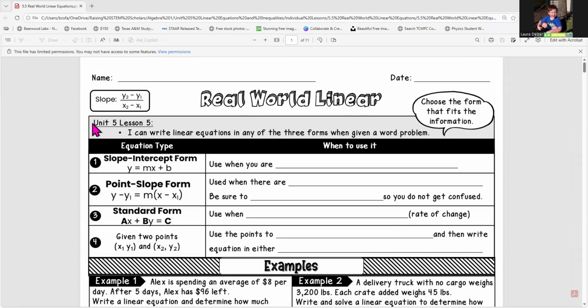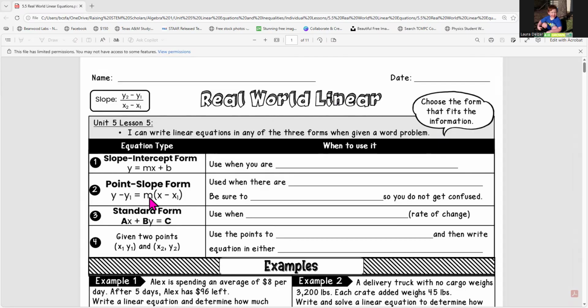This is Unit 5, Lesson 5, and it's about taking our linear equations and applying them in a real-world context. So today's objective, you know you are successful when you can write linear equations in any of the three forms when given a word problem. And you'll end up choosing the form that fits the information given.